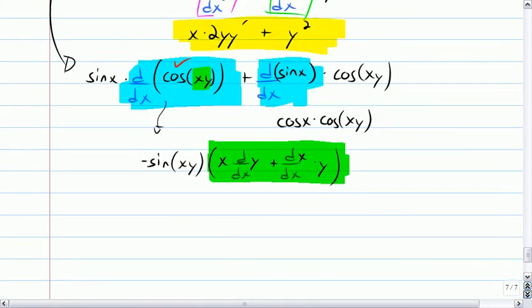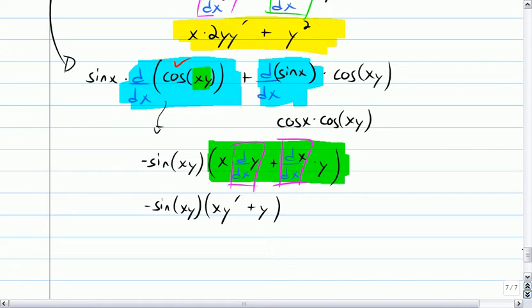So I did the derivative of x times y, and I wrote it out like this. Okay, we're almost there. How much is this? That's 1. Okay, and then what do we call this? Y prime. Okay. So you've got negative sine of xy times x y prime plus y.